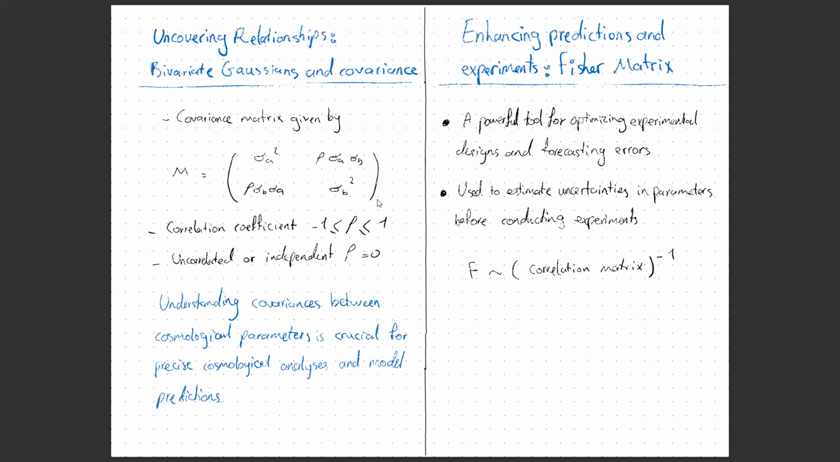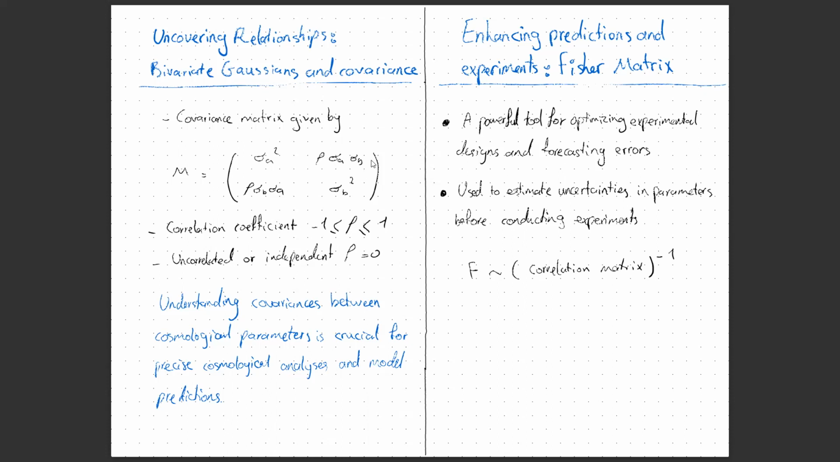Another thing is, we can study the relations between parameters using the covariance matrix. On the diagonal, you see the marginalized variances, and in the off-diagonal components you can see the correlation coefficient rho. This tells you how correlated or uncorrelated the parameters are. If it's zero, it means that the points are independent of each other.